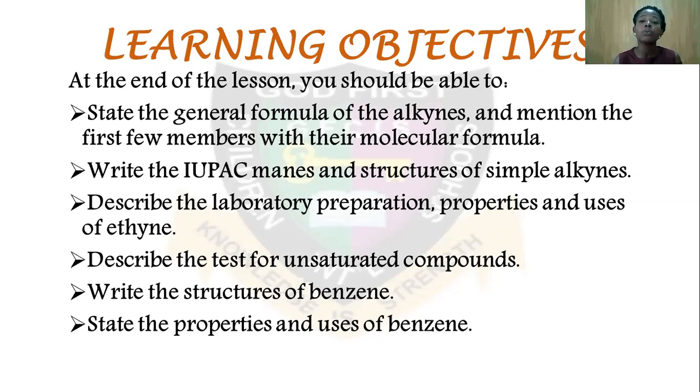So you are going to be able to state the general formula of the alkynes, mention the first few members with their molecular formula, write the isomers and structure of simple alkynes, and describe the laboratory preparation, properties and uses of ethyne, not ethene, ethyne. Then describe the test for unsaturated compounds, write the structure of benzene, and state the properties and uses of benzene. Those are what we are learning in today's class.